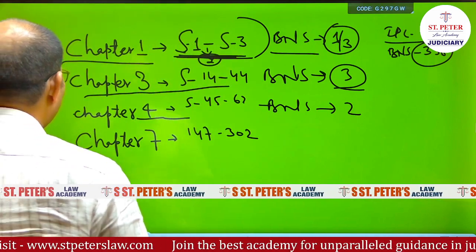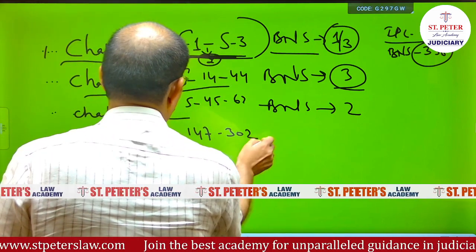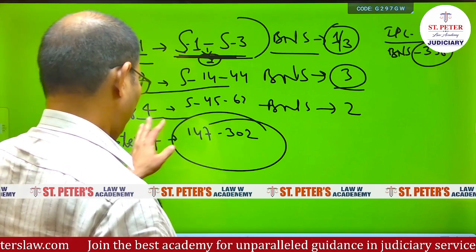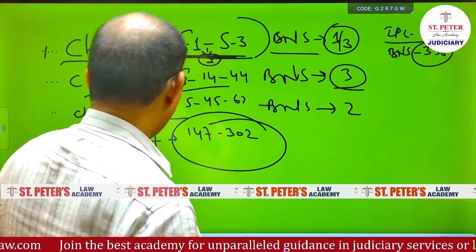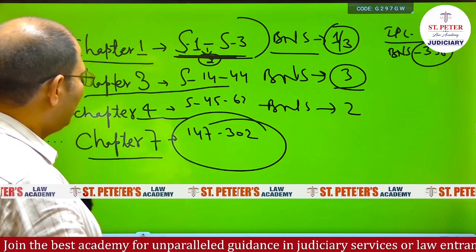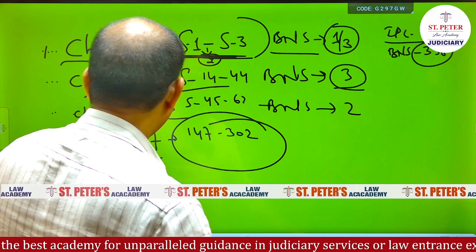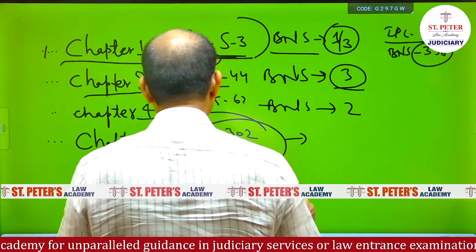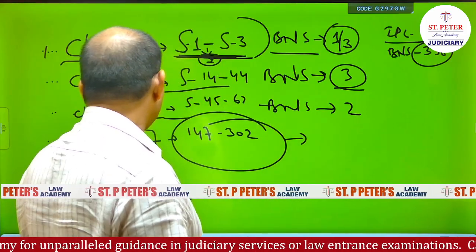And so far as chapter 7 is concerned, it is a very broad area, starting from section 147 till section 302. But despite the enormity of the area, despite the length of the chapter, few questions have figured in the judicial services exam from this chapter. Let us see what this chapter is all about.